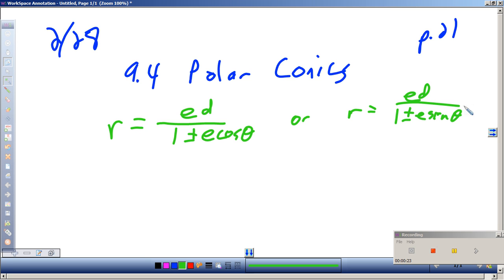What's a conic again? Conics, you're talking parabolas, ellipses, and so on. And curves. E, not the number e, no, the variable. E is eccentricity. E times d, right? Yes. So e is eccentricity.